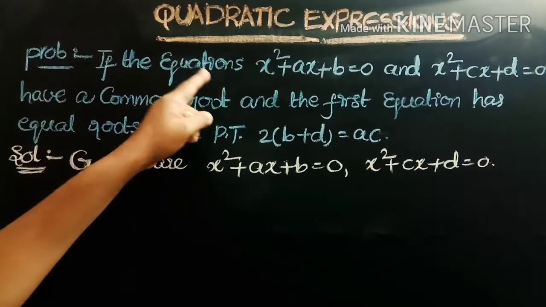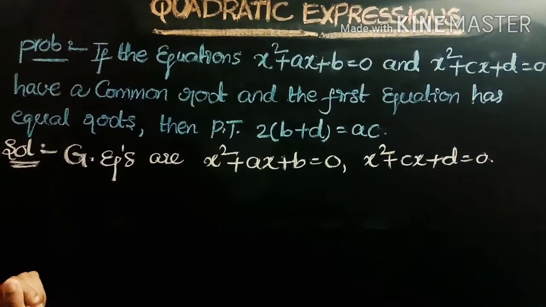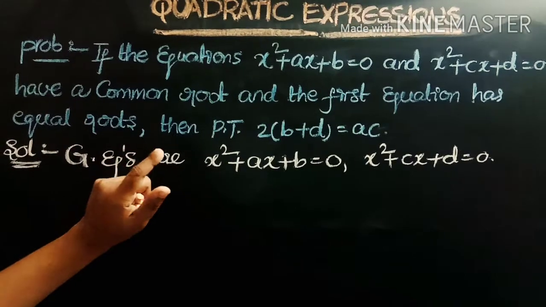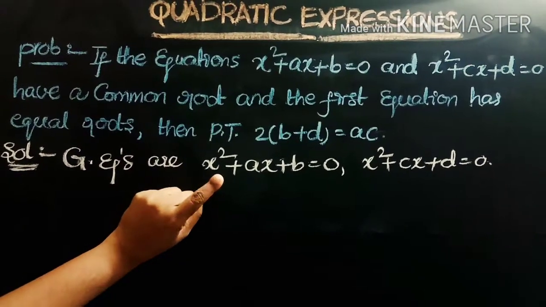Next problem: if the equations x square plus ax plus b is equal to 0 and x square plus cx plus d is equal to 0 have a common root, and the first equation has equal roots, then prove that 2 into b plus d is equal to ac.